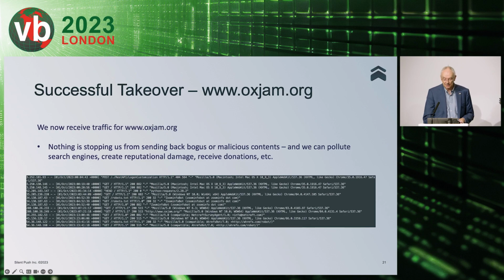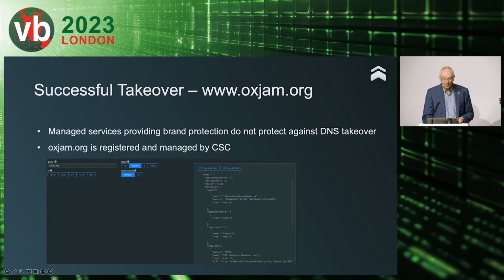And we can see that we get traffic into our server here. So one of the things that I think organizations assume generally is that, well, we'll just pay someone to manage this problem for us and it'll go away. There's lots of people that will take your money to do something, but it's not always clear exactly to the buyer what they get for their cash. So in this case, we definitely did not get protection against DNS takeover, because this oxjam.org domain is actually registered and managed by one of the brand protection companies, but we still managed to take over the records and get valid certificates inside of that domain.